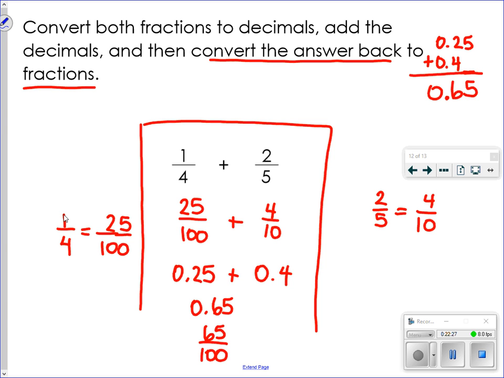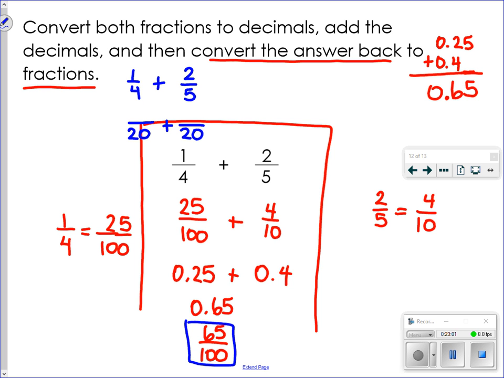Okay, now let's just see if we had done it the other way and just used what we know about fractions, if we would have got the same answer. So when we have 1/4 plus 2/5, we know that we can't add that if they have different denominators. It's called unlike denominators. So I'm going to need to look for a common denominator, a number that both 4 and 5 will go into. Well, I know 4 and 5 would both go into 20. So let's make these both 20s in the denominator.